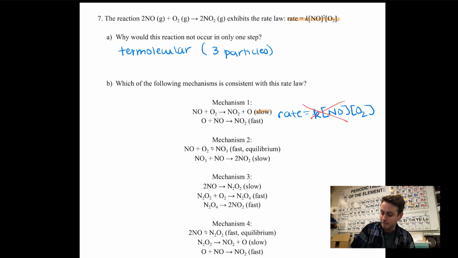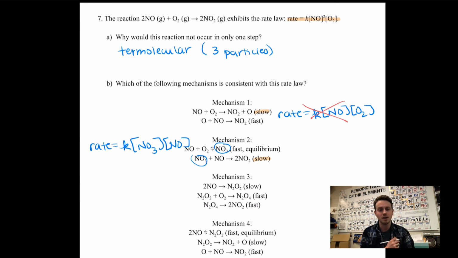For the second mechanism, the slow step is second. That makes this one a little bit more complicated. If I'm writing out my rate law for this, it would be rate is equal to K times the concentration of NO3 times the concentration of NO. Now remember that a reaction intermediate cannot be in the rate law. And so I'm going to basically just set these two equal to each other.